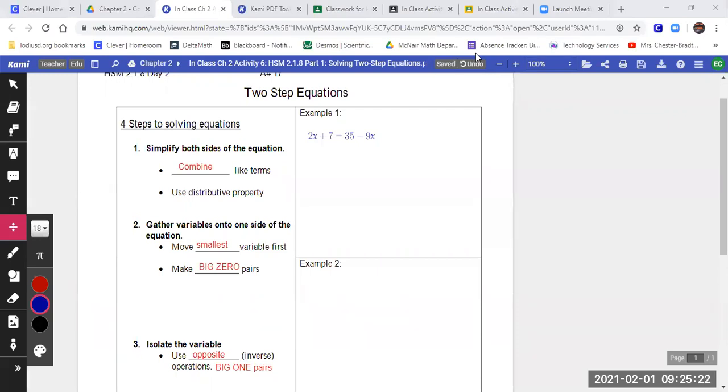According to the rules, we first have to move the smallest variable. So which variable is smaller? Positive 2 or negative 9? Remember, subtract means negative. Negative 9. So we need to move the negative 9, like we learned last week, by doing the opposite of what it is now. It's negative, so we need to make it positive so that we can make the big 0.